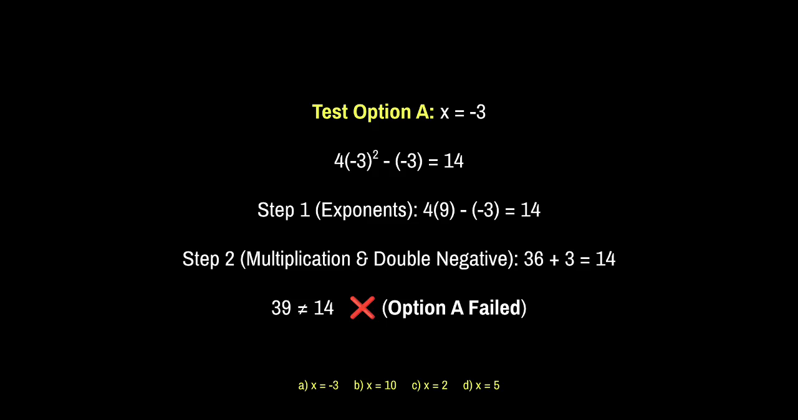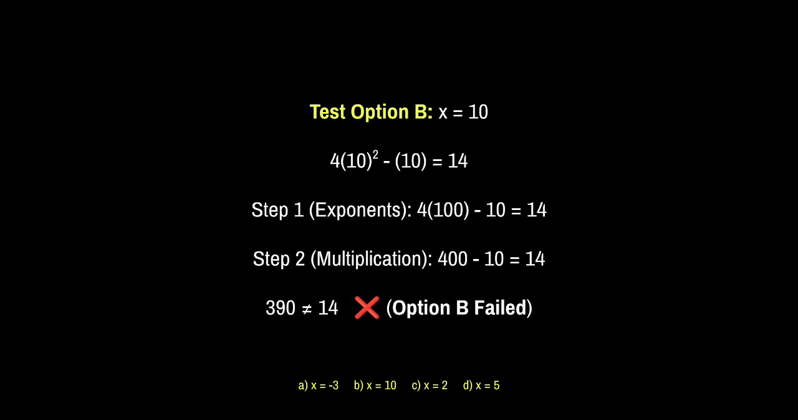Now our expression looks like this: 4 times 9 minus negative 3. Next, perform the multiplication. 4 times 9 equals 36. Notice the double negative in the middle. Subtracting a negative 3 is the exact same thing as adding 3. So we have 36 plus 3, which equals 39. Does 39 equal 14? Absolutely not. So we can instantly cross off option A.